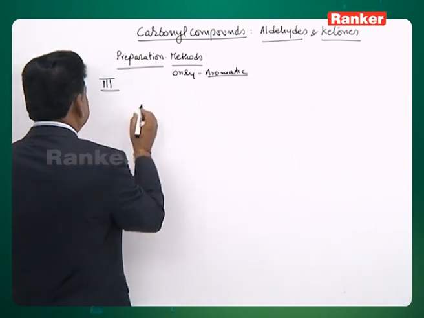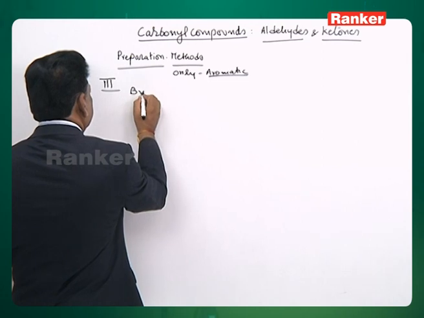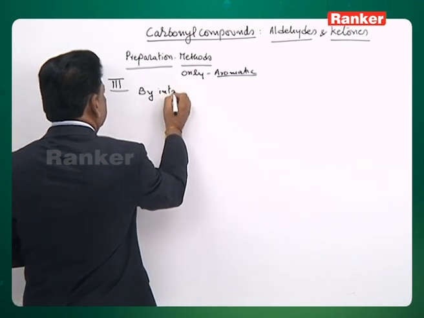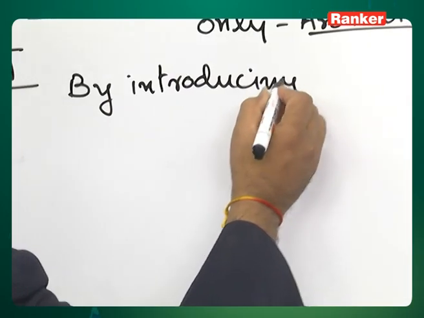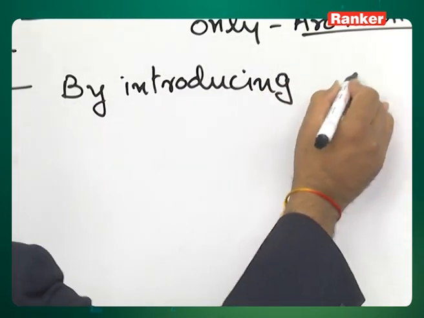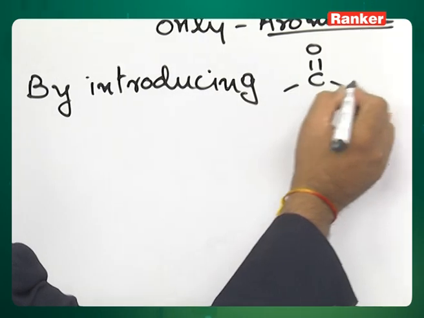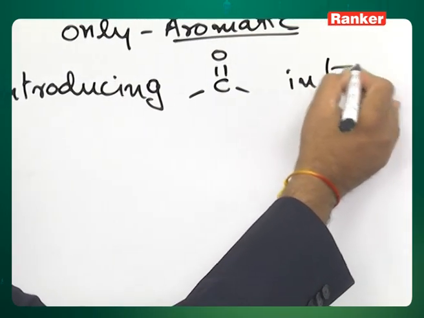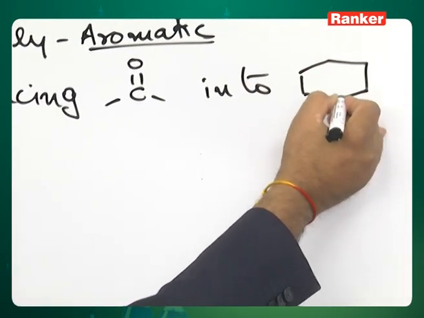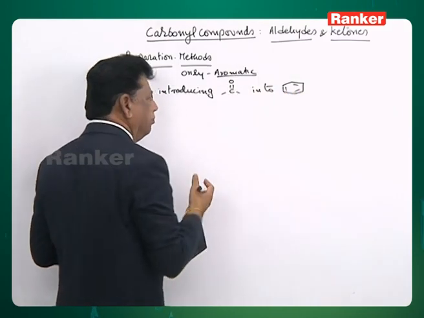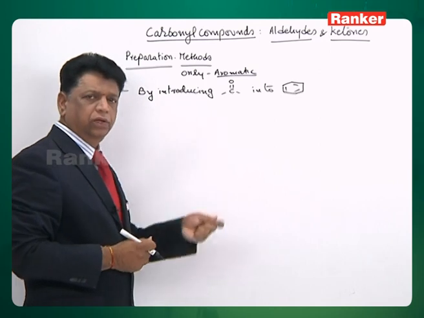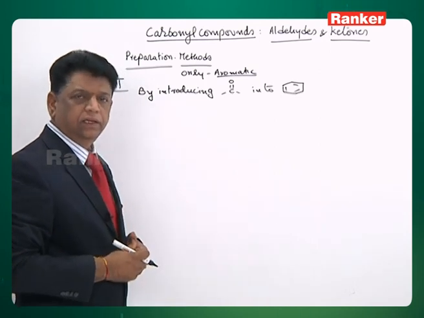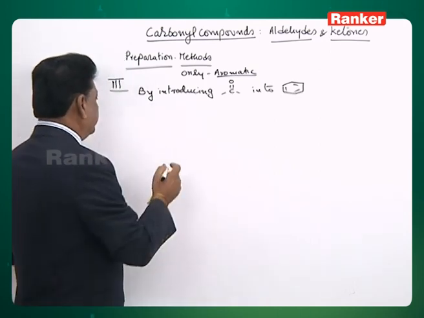In the third method specifically, by introducing a carbonyl group into benzene. So we are not going to prepare the benzene, but take benzene and get this group into that, so that the carbonyl compounds are prepared.